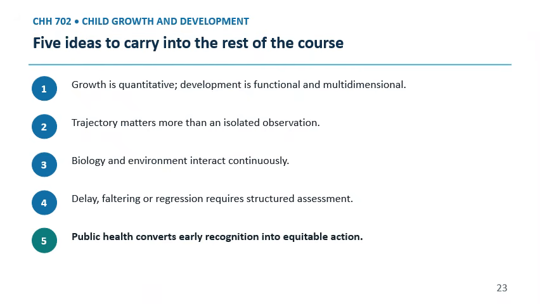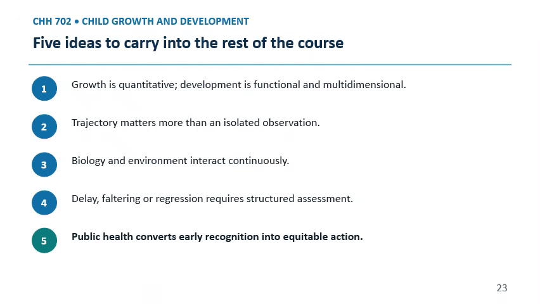The first point distinguishes the concept. The second tells us to follow change over time. The third rejects a false choice between biology and environment. The fourth tells us how to respond to adverse patterns. The fifth combines individual recognition with equitable public health action. Together, the 5 points form a compact framework. And for the rest of this course, we shall be looking into each of these in greater detail.